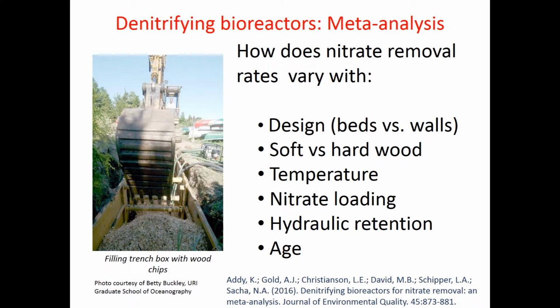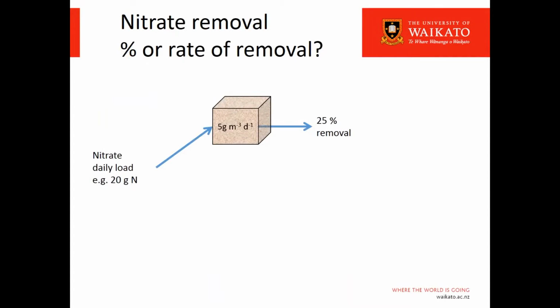But we looked at what sort of design influence there was, whether softwoods or hardwoods mattered, whether temperature was important, nitrate loading, hydraulic retention and age. So all of those kind of things are covered in an initial go anyway, and I can certainly talk to those later on if you want. But I'll just talk about a couple of things first. We've heard this percentage removal thing a few times, and it does my head in. Percentage removal is a very complicated way of thinking about nutrient removal, and I'll just give the example of it here.